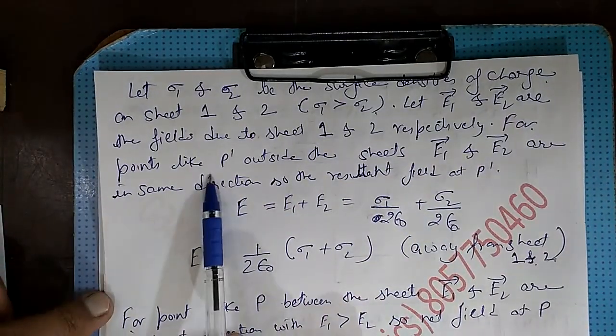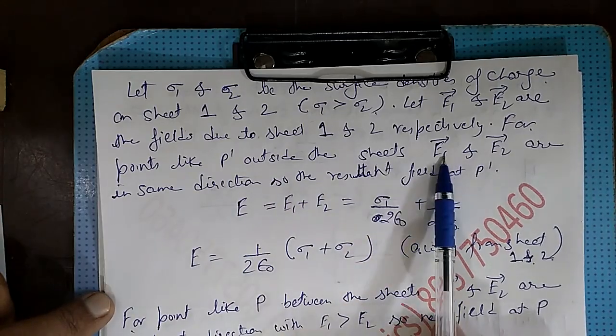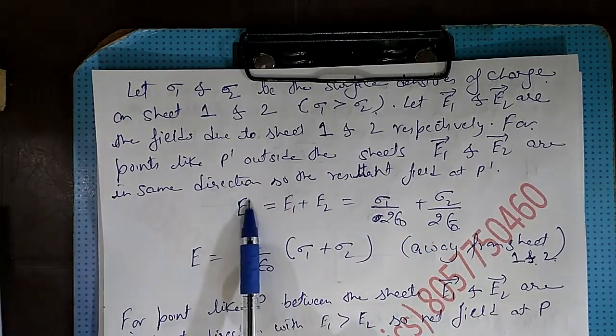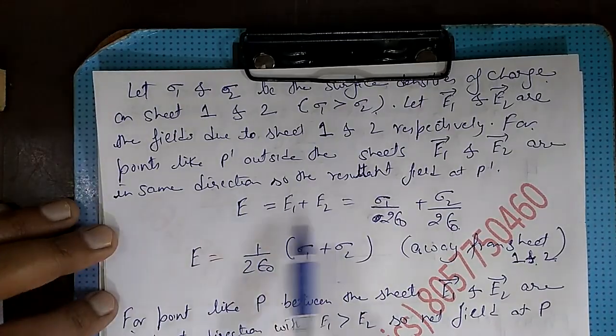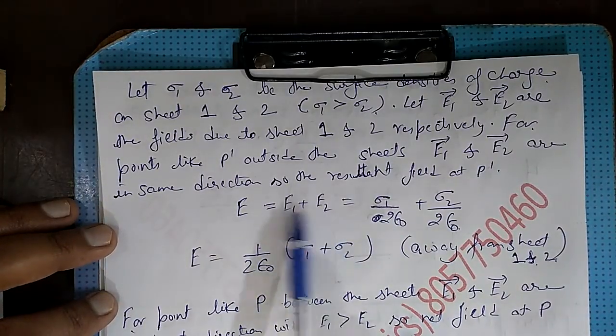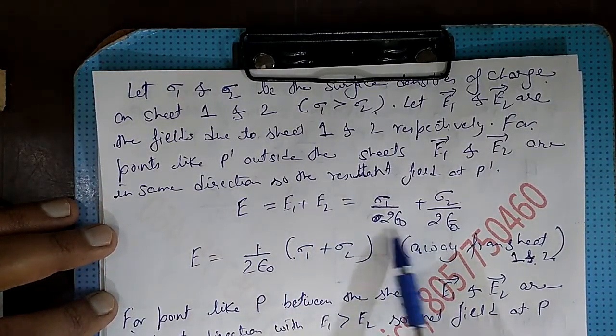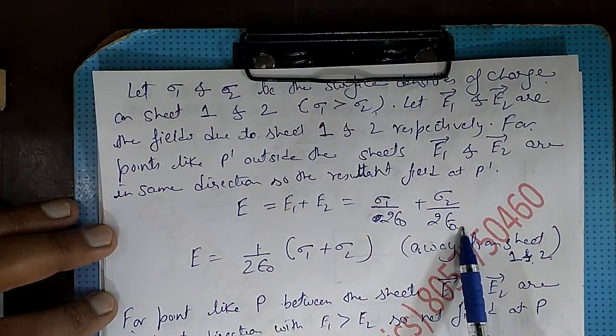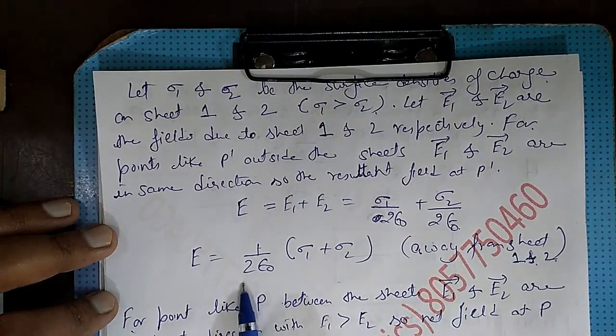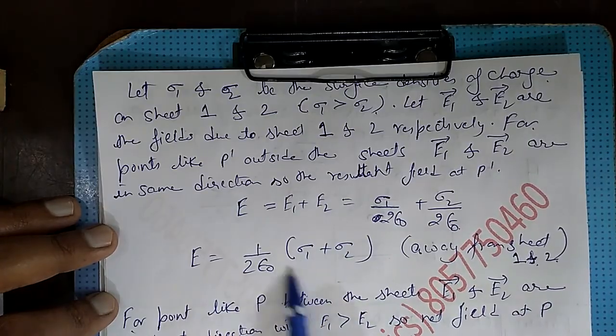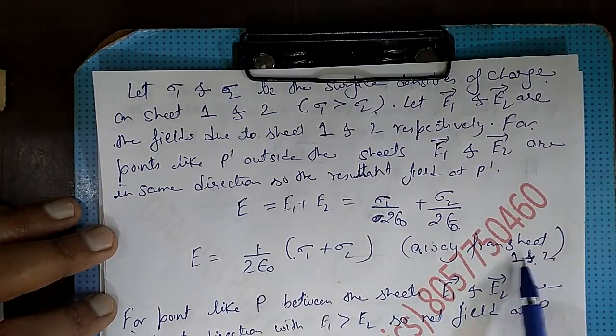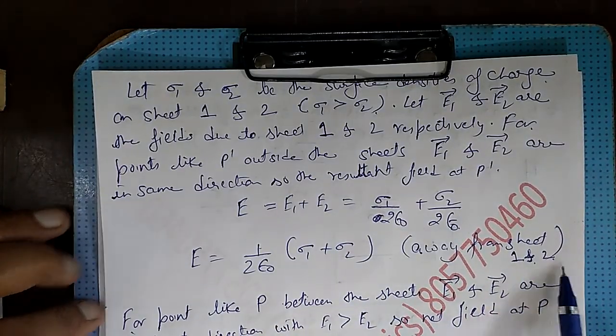For points like P dash outside the sheets, E1 and E2 are in the same direction. I have already explained this. So E equals E1 plus E2. We use the two values, sigma 1 upon 2 epsilon naught plus sigma 2 upon 2 epsilon naught. 1 upon 2 epsilon naught is common, we just take the sum of the two surface charge densities, and the direction is away from sheets 1 and 2.